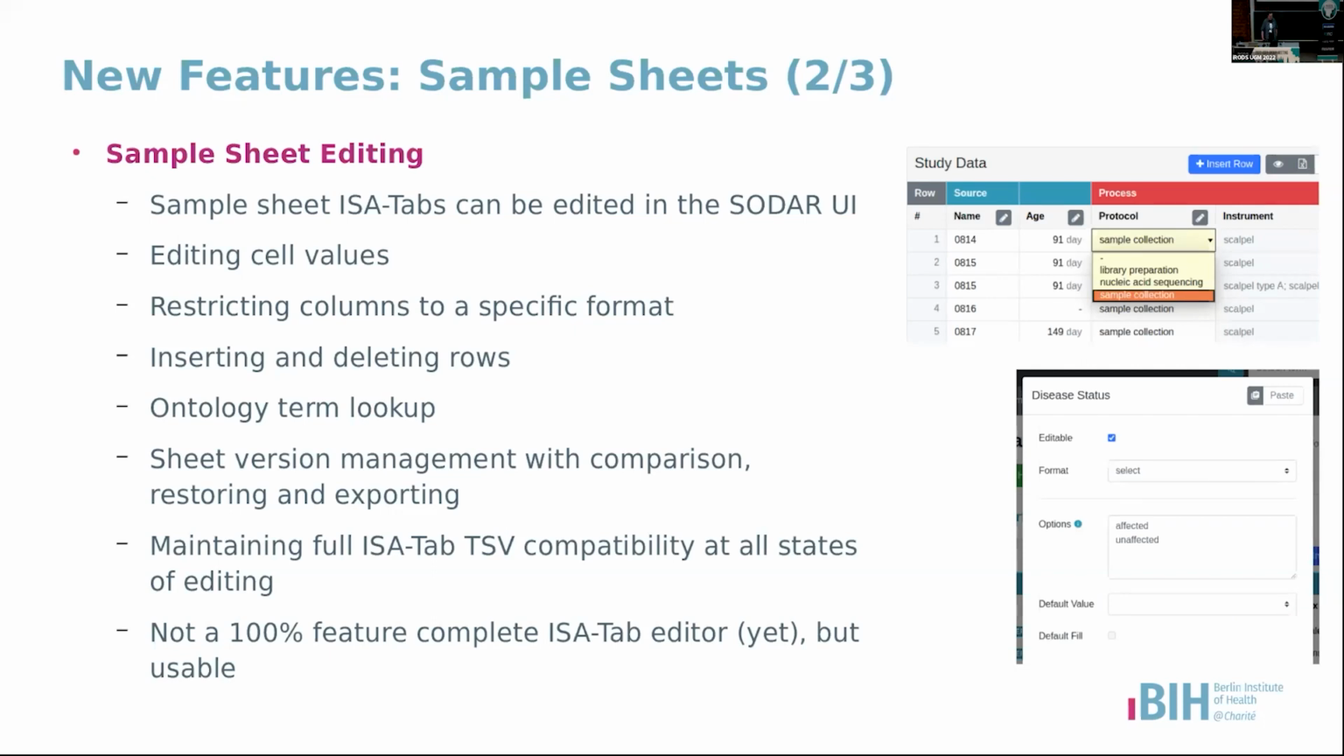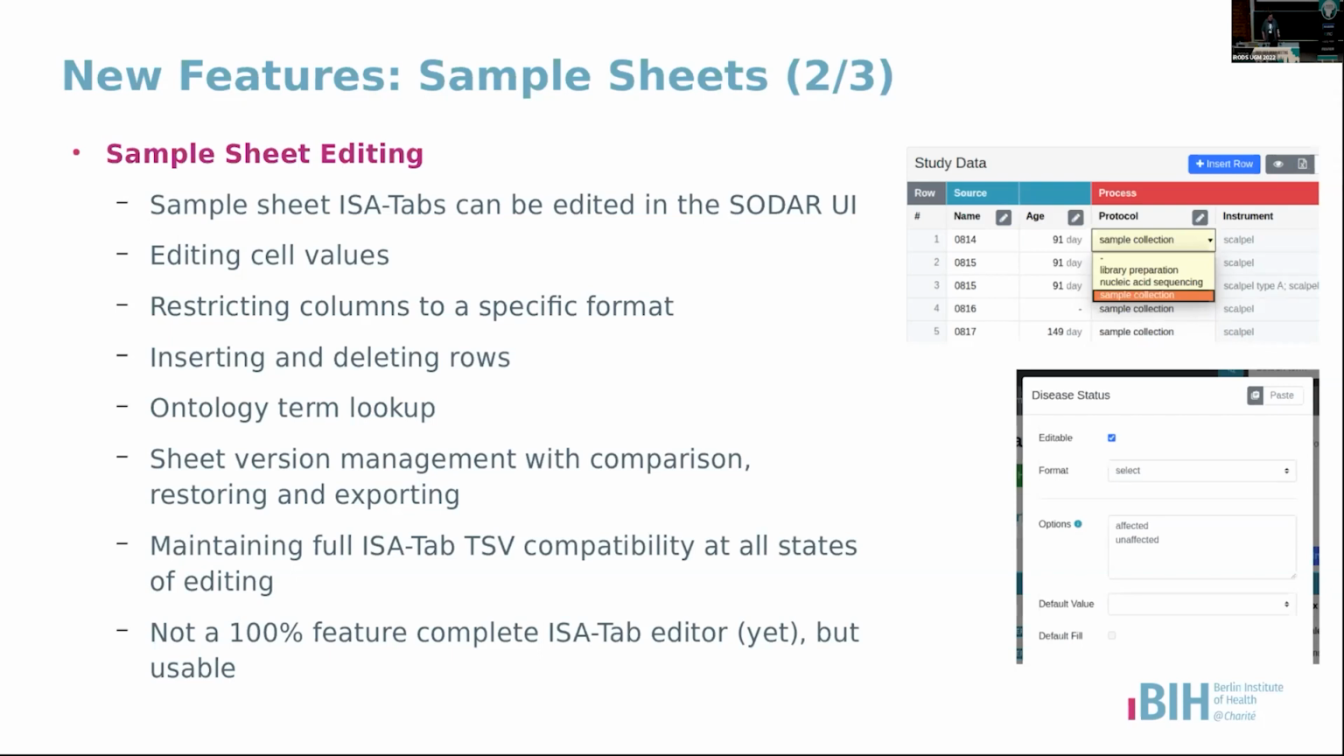It's a complicated standard, I have to say. So there's a list of features we have of standard cell editing, of course. We can restrict columns to a specific format. So if someone else comes and fills out the data, you can make sure that they don't make mistakes, that at least everything is in range or corresponding to a specific regex or a list of options or something like that. We can insert and delete new rows in study and assay tables.